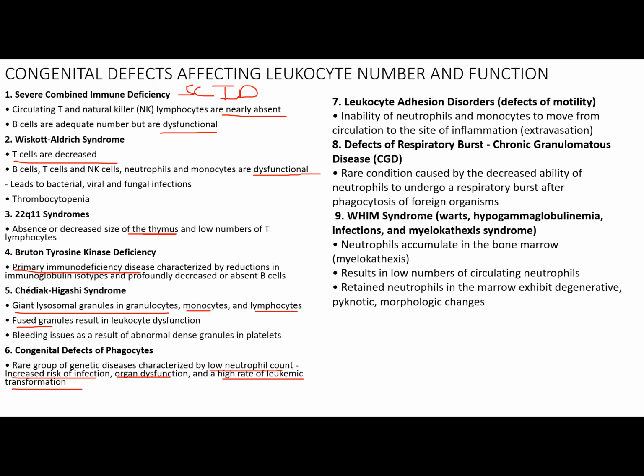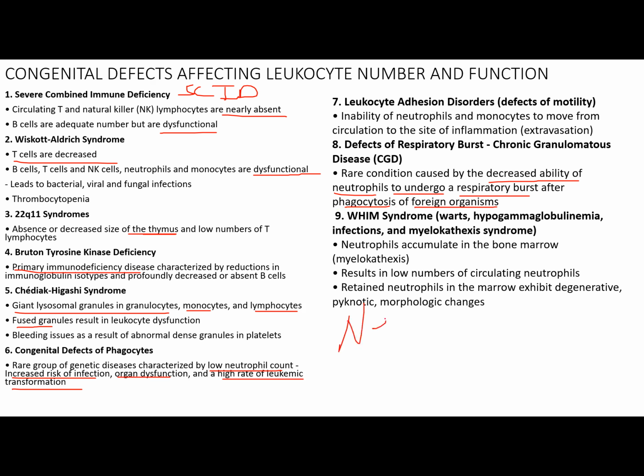Then we have your leukocyte adhesion disorder, defects of motility, inability of neutrophils and monocytes to move from circulation to the site of inflammation. Then we have your defects of the respiratory burst. You're familiar with your CGD or your chronic granulomatous disease, caused by the decrease in the ability of the neutrophil to undergo a respiratory burst after phagocytosis of a foreign organism.